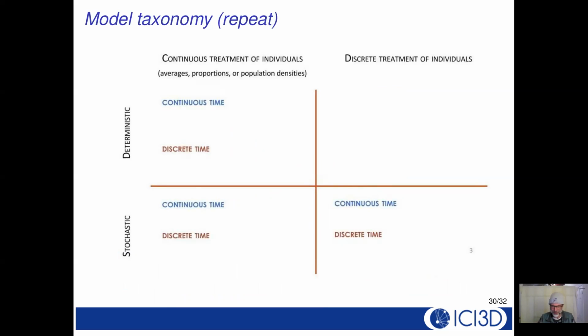And this is what I said I would get back to in terms of our taxonomy, that if we want to treat individuals discretely, we're more or less doomed to a stochastic model, a model that has more stochasticity, that has randomness in things that we're not able to model simply. And so we model that as random effects.